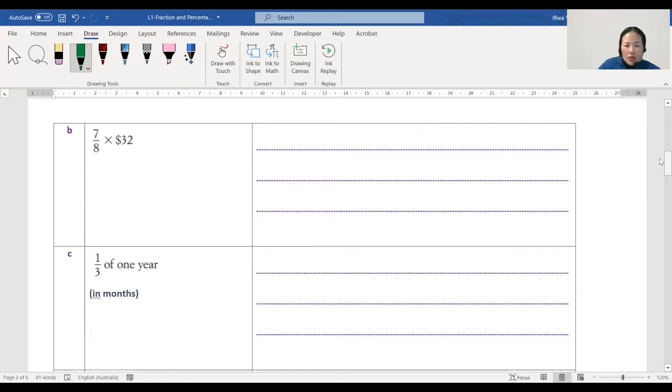7/8 times $32. So be careful, we've got some units happening here. So your answer should have the unit as well. So 7/8 times 32. What I'm going to do, I'm going to put this 32 straight onto my numerator. So it'll be 7 times 32 all over 8. Now, of course, it's easier to simplify or put it in a calculator.